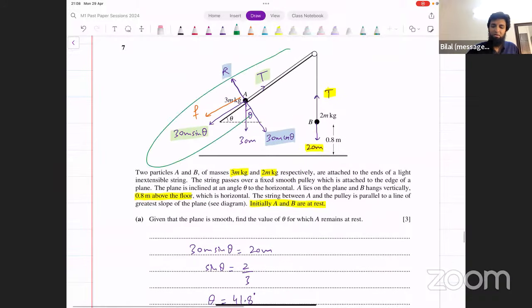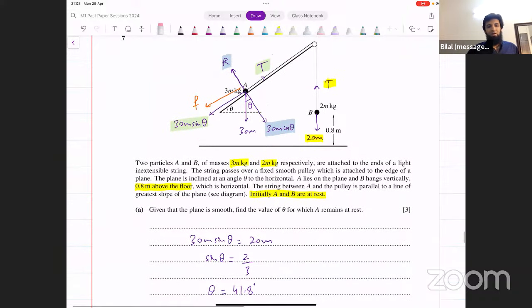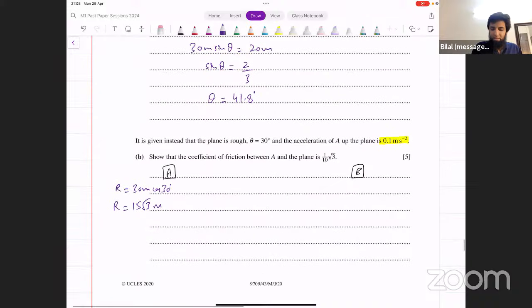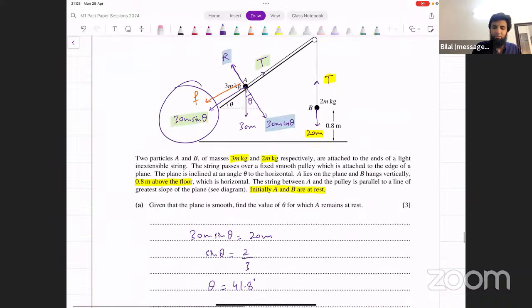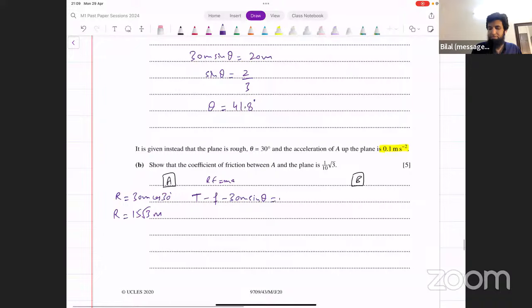Now, what happens along the surface? What's the forward force? A is moving up the plane. The forward force is tension. Backward forces are friction and 30m sine theta. So in this case, we apply Newton's second law of motion. Resultant force equals mass into acceleration, because along the surface there's movement. P minus friction minus 30m sine theta. These are the forces acting opposite to motion. That equals mass, which is m, into acceleration, which is 0.1.